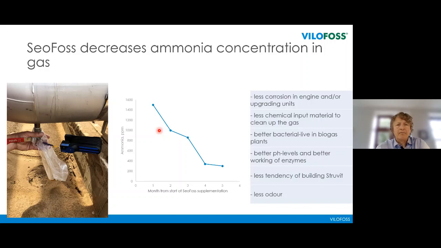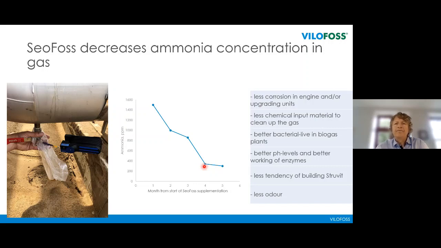We did also measure the ammonia content. We measured it just where the gas is leaving the digesters and going into the upgrading system. And it was measured with some Dräger tubes, as you see here on this picture. And the ammonia content was decreasing from the very start to the very end of the experiment. It was only about 1/3 of the value in the very end compared to the start.